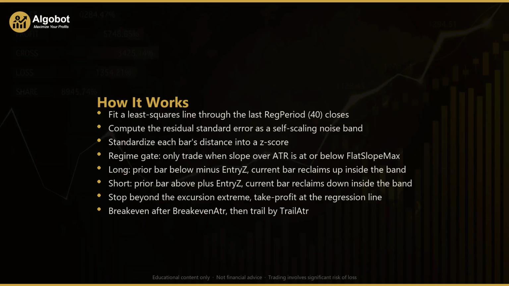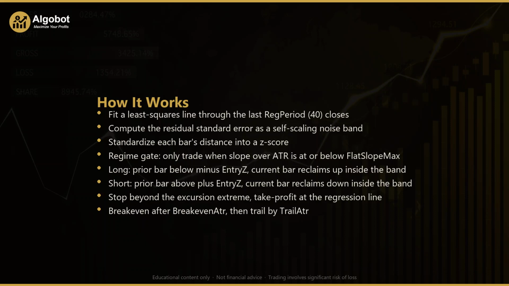Then the reclaim condition. For a long, the prior close bar must have been a genuine outlier below the line, with a z-value at or below -2.2, the EntryZ setting. The current close bar must then have reclaimed back inside the band, between -2.2 and 0, still below the line. That confirms reversion has already begun before any commitment. The short side mirrors this exactly above the line.